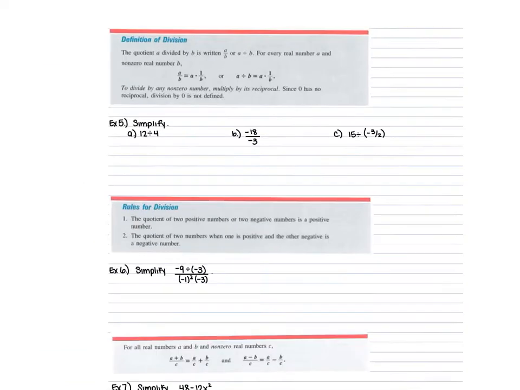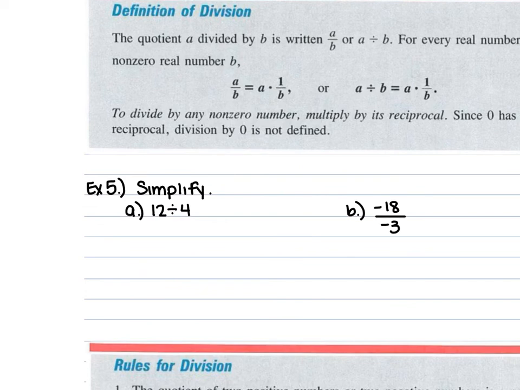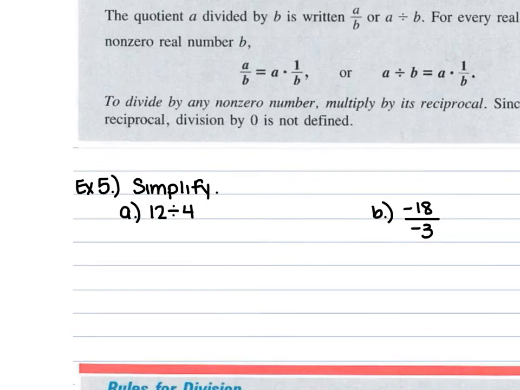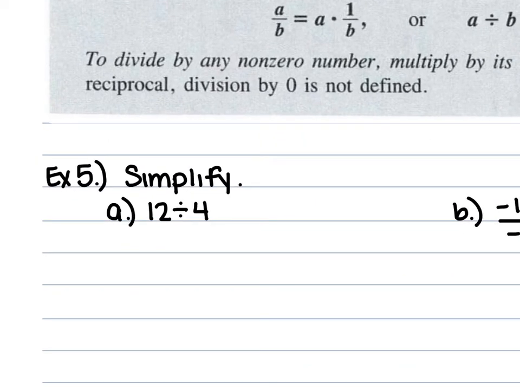If we move on to example 5, we're now dealing with division. Remember, division is the same exact thing as multiplication with your signs. So 2 negatives is going to give us a positive, 2 positives gives us a positive. Opposite signs give us a negative. So if we look at example 5a, we have 12 divided by 4, which we know off the top of our head is a positive 3.